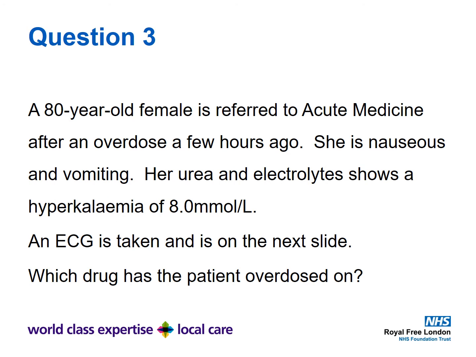Question 3. An 80-year-old female is referred to acute medicine after an overdose a few hours ago. She is nauseous and vomiting. Her urea and electrolytes show a hyperkalemia of 8.0 millimoles per litre. An ECG is taken and is on the next slide. Which drug has the patient overdosed on?